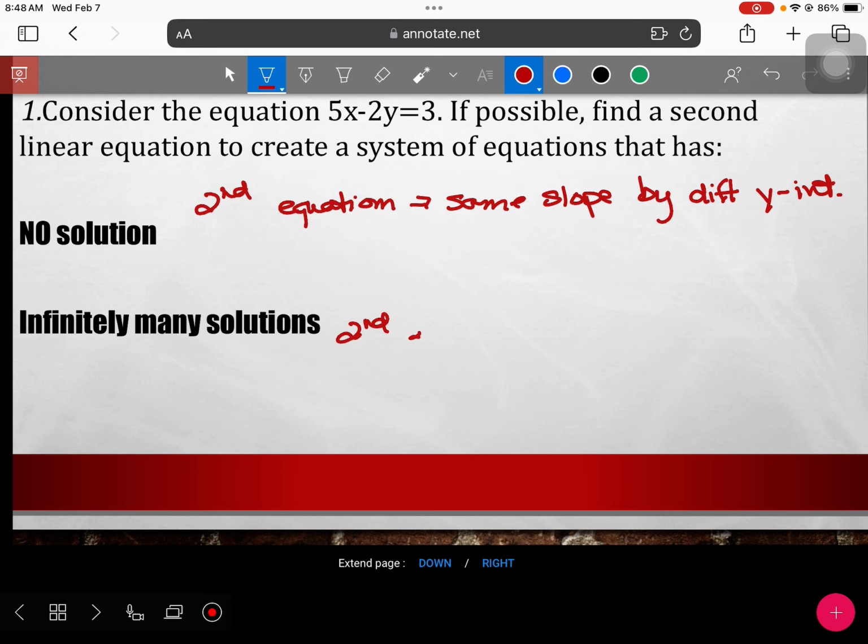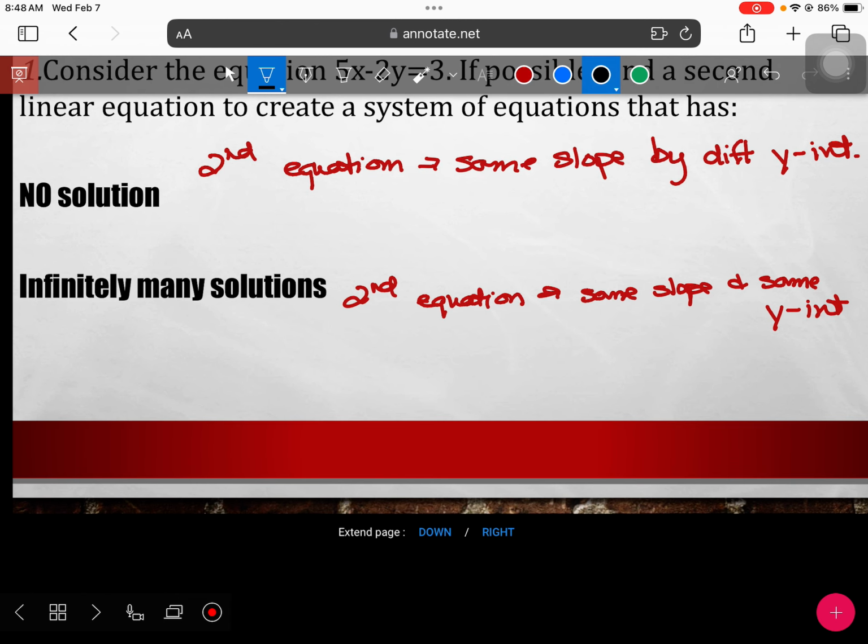The second equation would have the same slope and the same y-intercept. But we don't want it to look exactly like it is. In other words, if I say y equals 3x plus 1, I don't want you to write for the second one, y equals 3x plus 1. That has the same slope. That has the same y-intercept. What could you do to that equation to get you a similar equation that has the same slope and intercept?